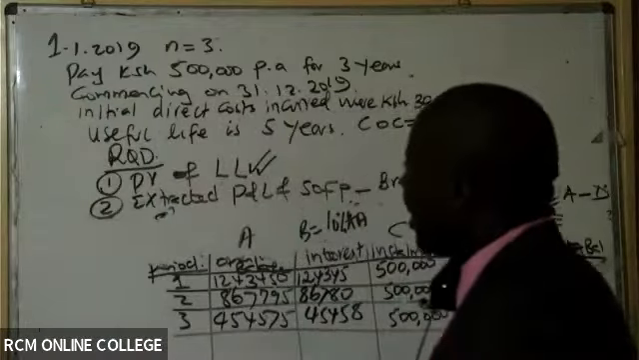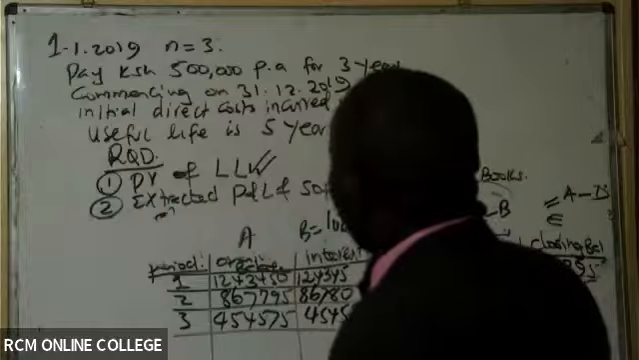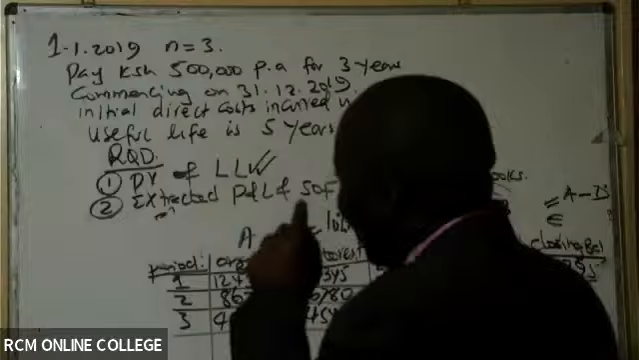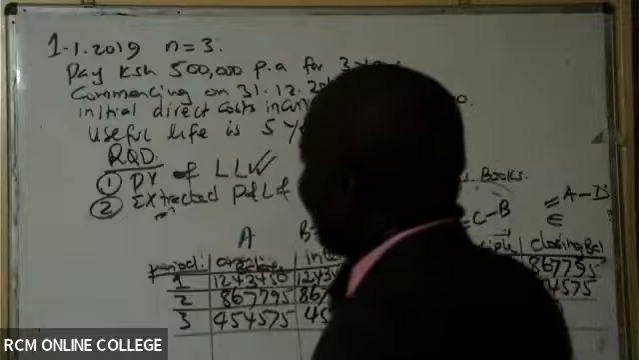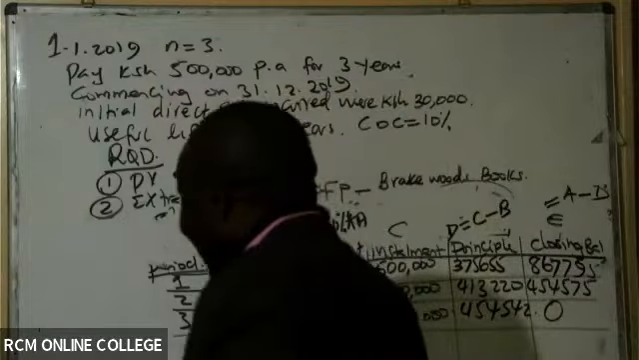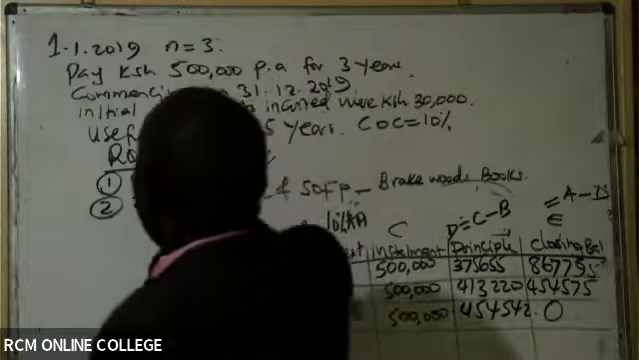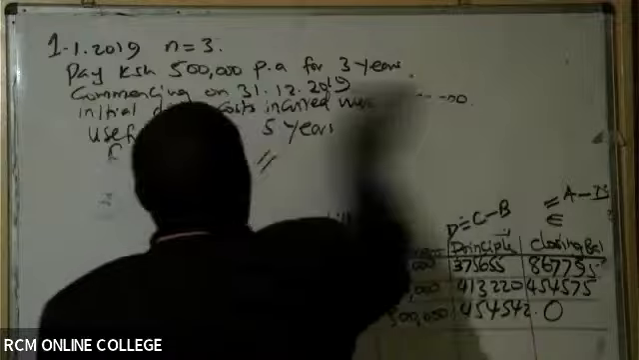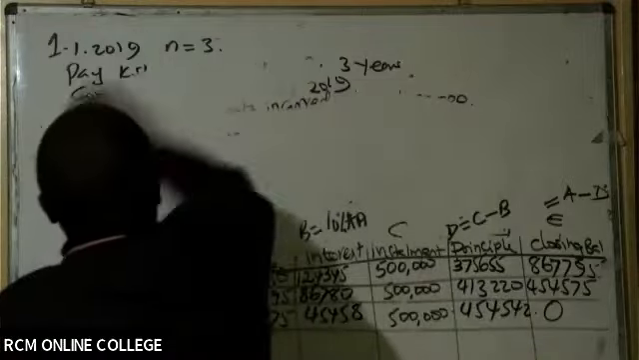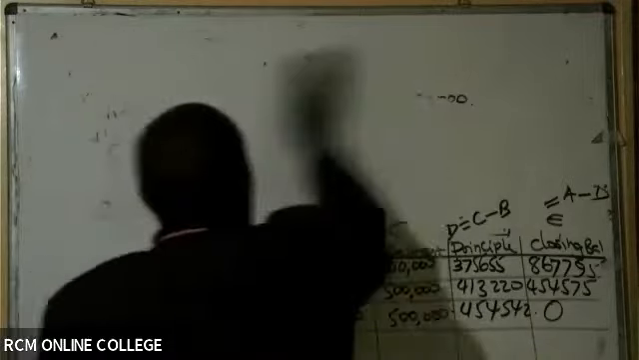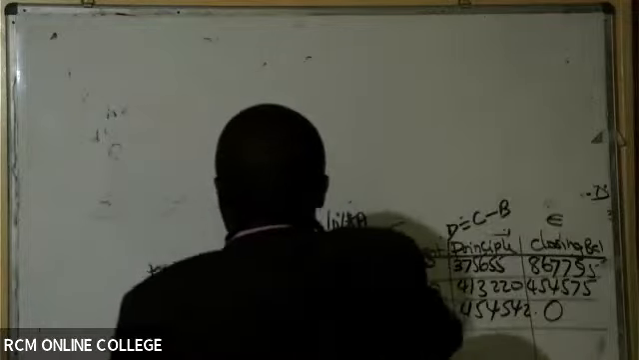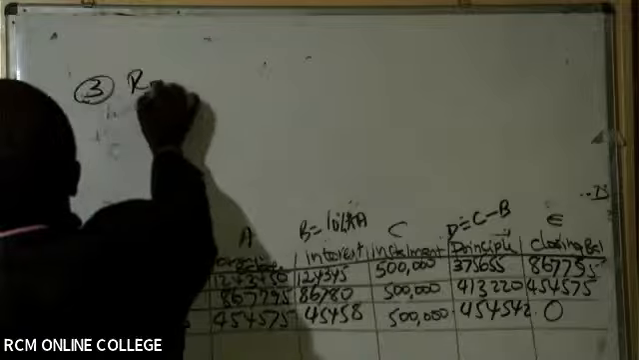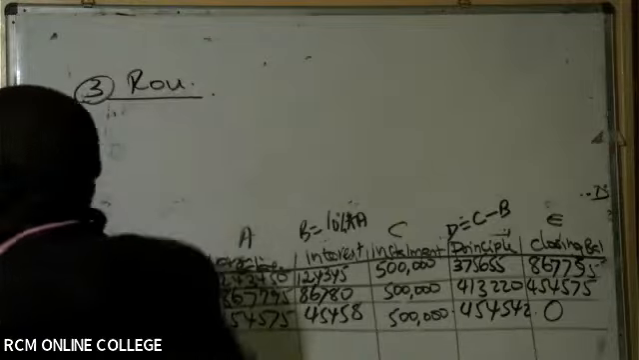Now, ladies and gentlemen, having gotten this particular loan amortization schedule, I know my next step. My next step is to look at what we call the right of use. So come here, step number 3. Now we are on step 3. Give us what we call the right of use.